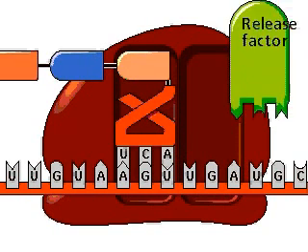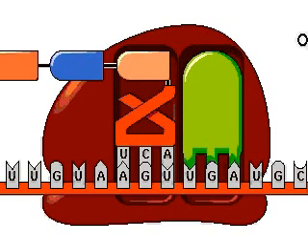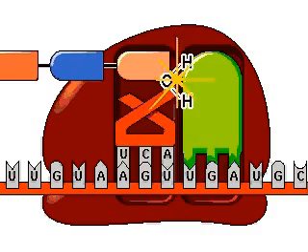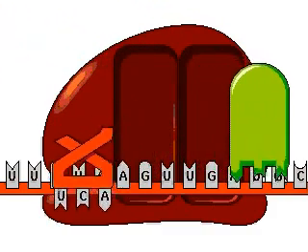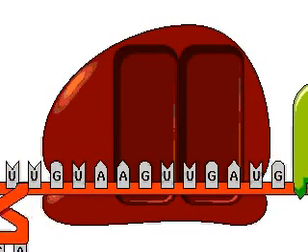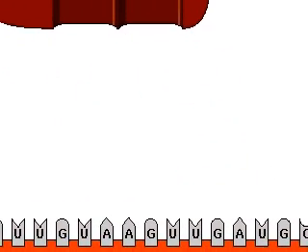A release factor recognizes the stop codon and settles into the A site. An enzyme releases the polypeptide chain from its tRNA by adding a water molecule. This frees the polypeptide chain, the last tRNA, and the release factor. The two ribosomal subunits dissociate from the mRNA and are free to form another initiation complex.